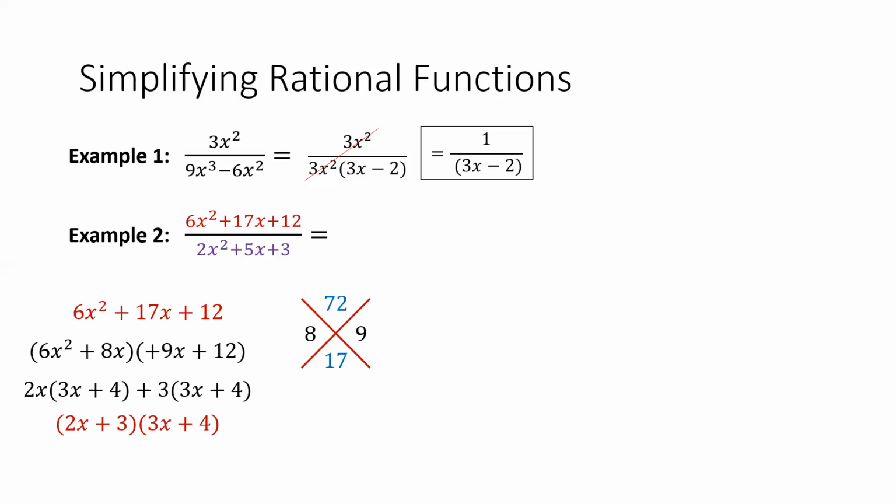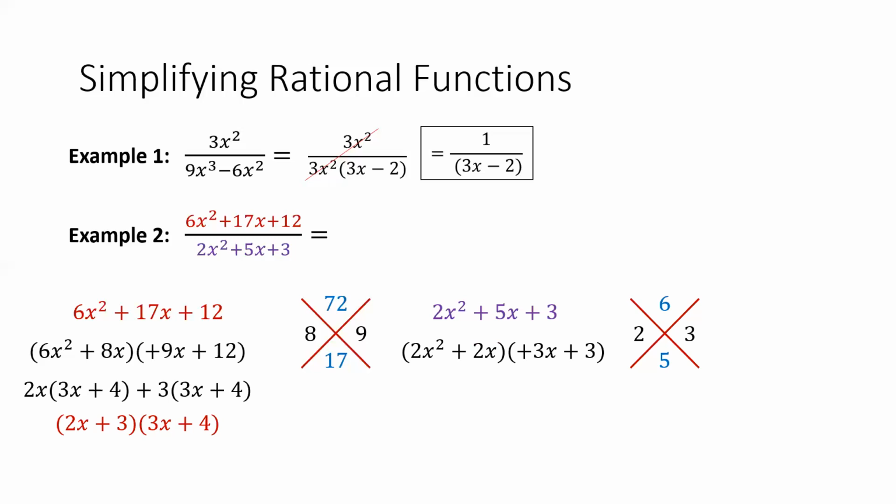And now we move into the denominator. So factor by grouping again: 2 times 3 is 6, and I want two numbers that add to my middle term, and those two numbers are 2 and 3. So I rewrite my problem as 2x squared plus 2x plus 3x plus 3. My GCF in the first two terms is 2x, leaving me behind x plus 1. My GCF in the last two terms is 3, leaving me behind x plus 1. And so my factors for that are 2x plus 3 and x plus 1.